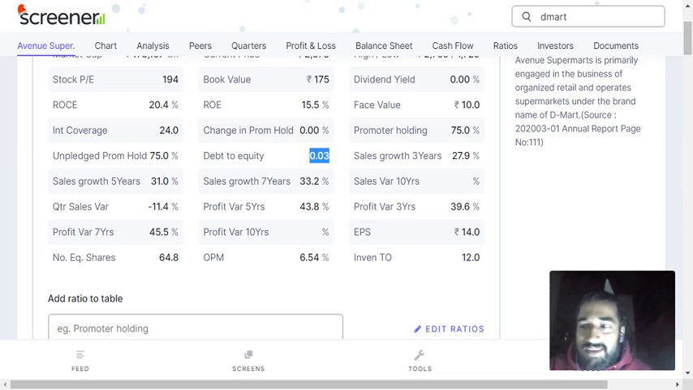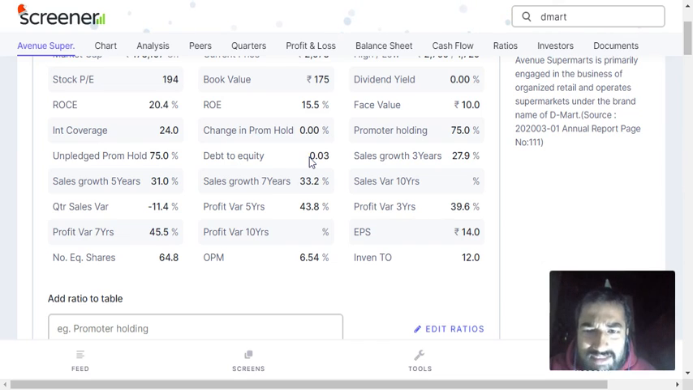Typically what happens is the more debt you have, if you borrow money from banks, debt means borrowing, you have to pay them back. You have to pay them interest, quarterly interest. And the problem is, even if you do not generate any income, you still have to pay those EMIs, those interest payouts. That's why a high debt company is not preferred, and that's why we always want to look out for companies which have a very low debt to equity ratio.